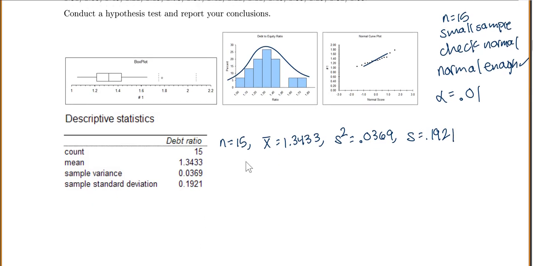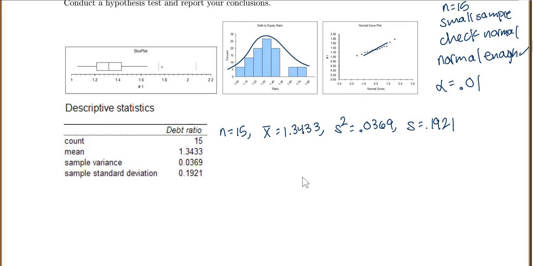Okay. If you ever want to know how to do this actually by hand instead of with your calculator, you can go look for my videos that I made for Stats 3000, and they do these exact same problems but by hand. So we pull up our calculator.